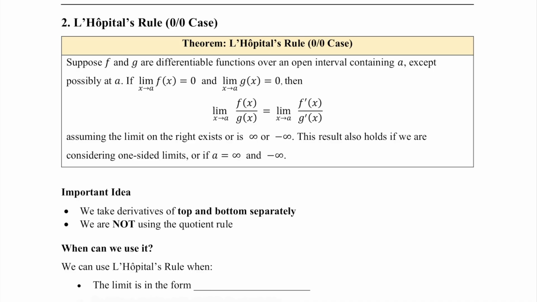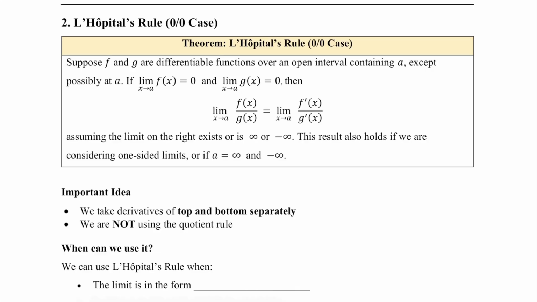Now, let's look at the main rule. Suppose we have two functions f and g, and they are both differentiable near some value a. If the limit of f of x as x approaches a is 0, and the limit of g of x as x approaches a is also 0, then we have the indeterminate form 0 over 0. In this case, L'Hopital's rule tells us something very helpful.